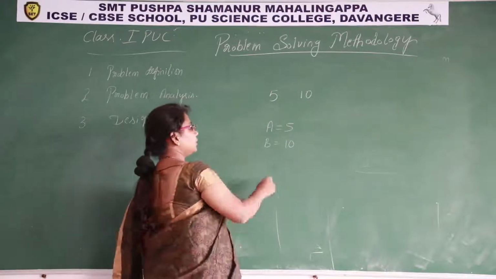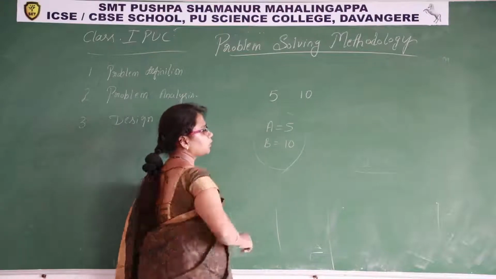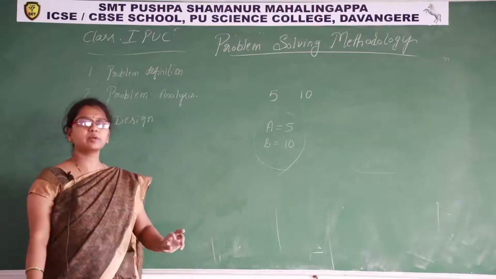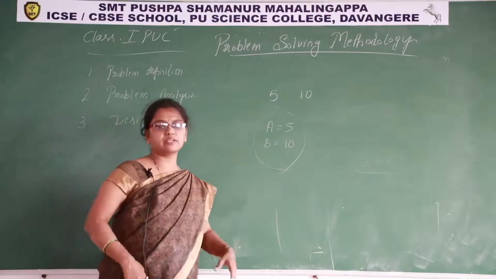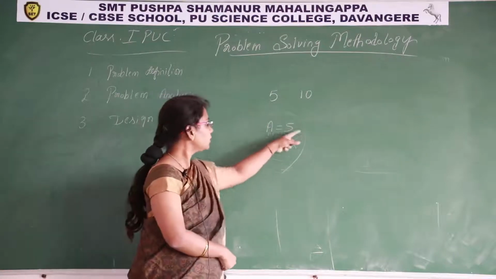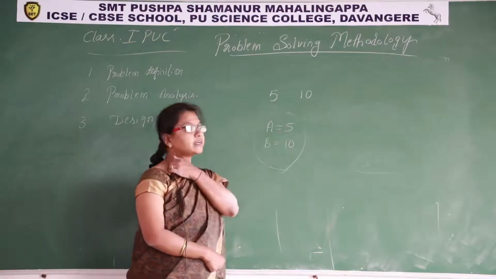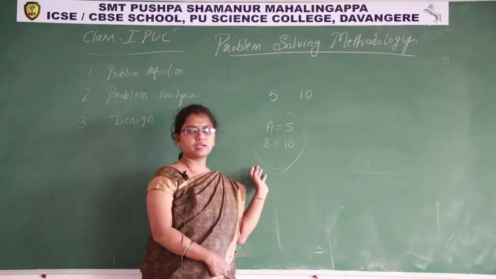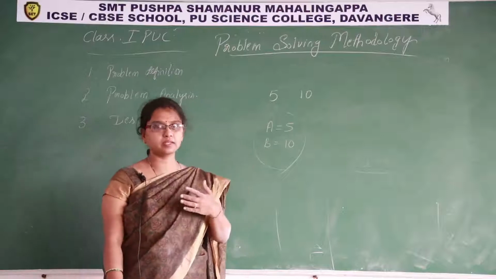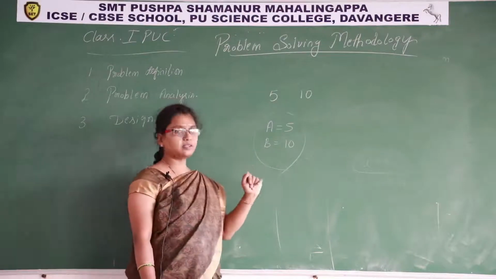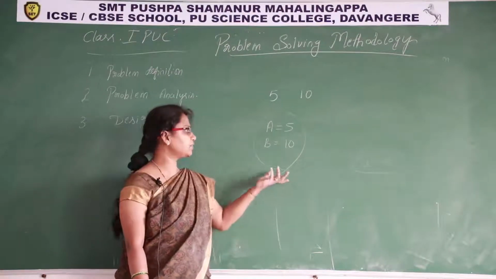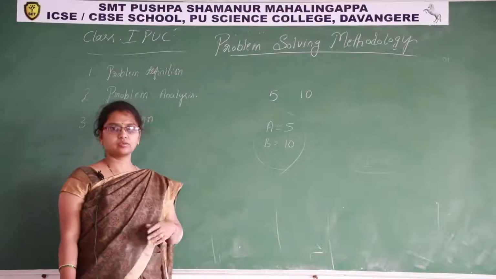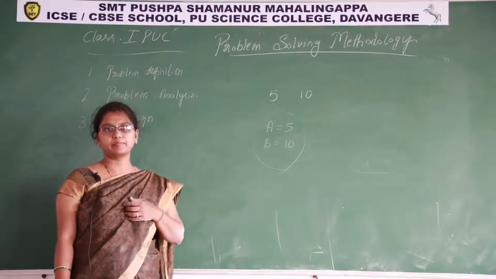The problem statement is like this: the program has to find the biggest of two numbers. Here it is a whole number, and we consider a whole number as an integer. Biggest of two integers. How do we human beings think about this? Which is greater? 10 is greater, so obviously we will say B is greatest. So we calculate in our mind.